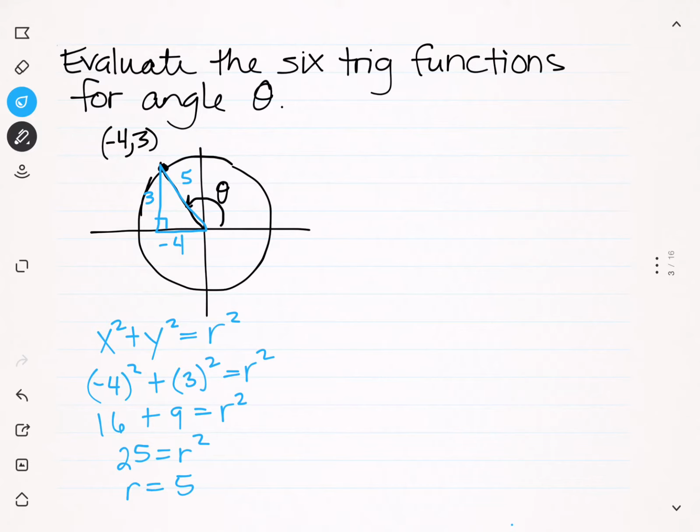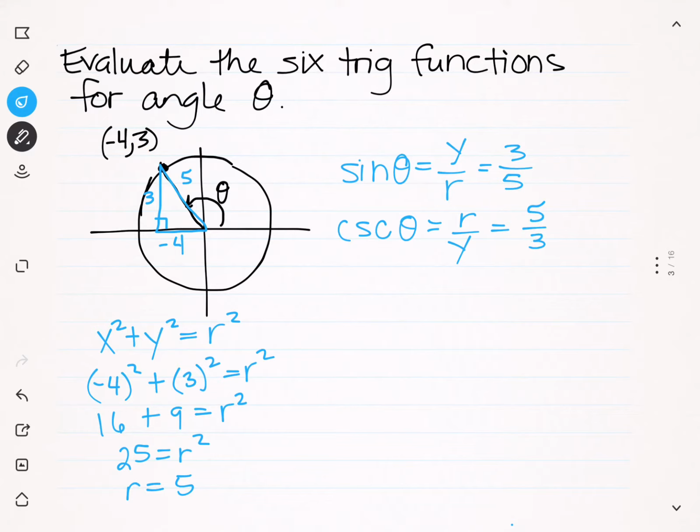So we're going to evaluate our 6 trigonometric functions. Actually, let's start with sine. The sine of an angle theta is the y value over the radius. So that's going to be 3 over 5. Now I'm going to go right into its reciprocal function, cosecant. So that's r over y. So I flip my fraction: 5/3. That's the cosecant of angle theta.